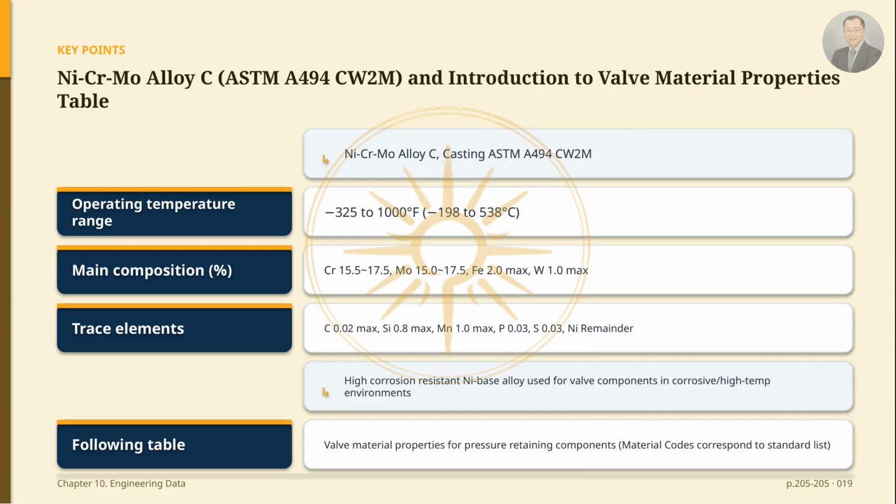With this item, we conclude this section, and next, we will see a table summarizing the mechanical and physical properties of valve materials used for pressure-containing components. Please remember that the material code numbers in this table correspond exactly to the numbers in the previous standard specifications for valve materials list.